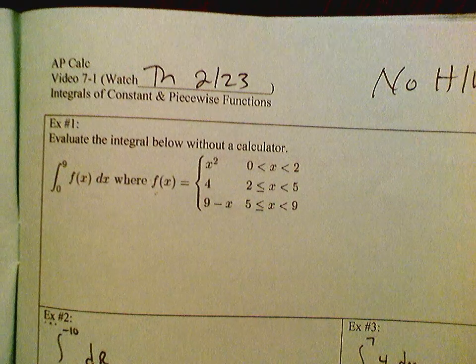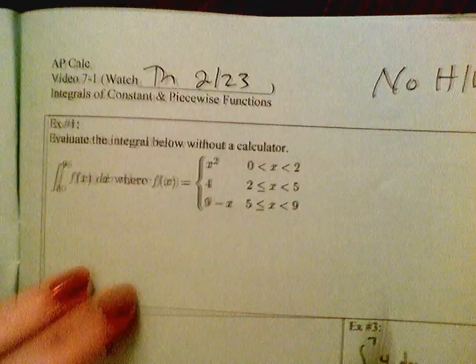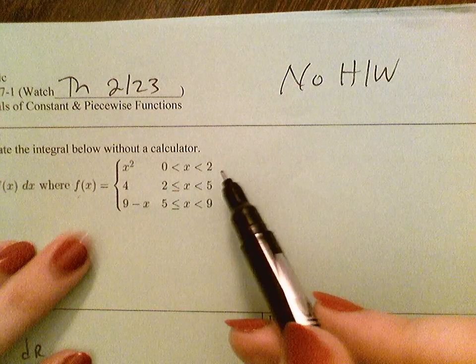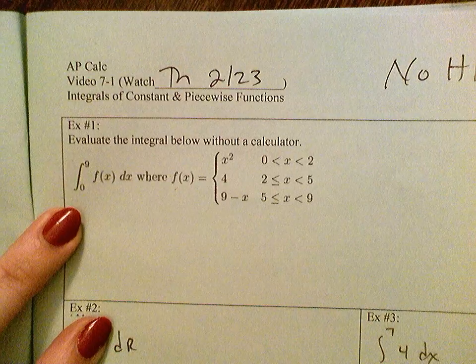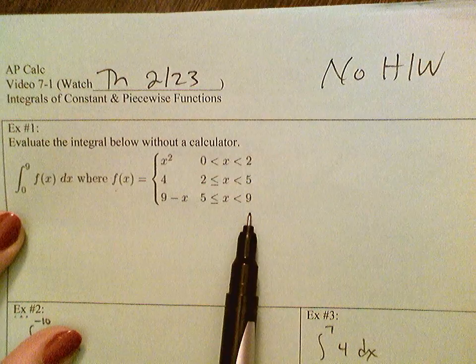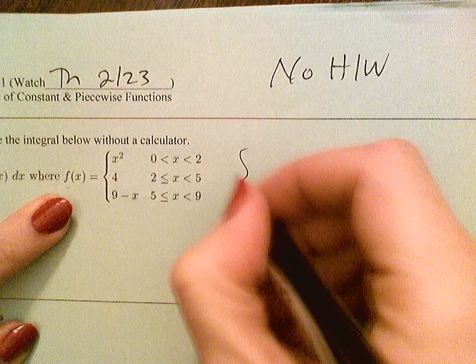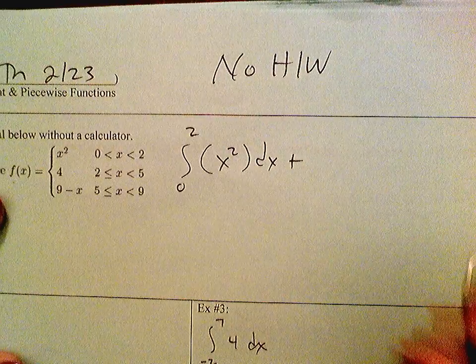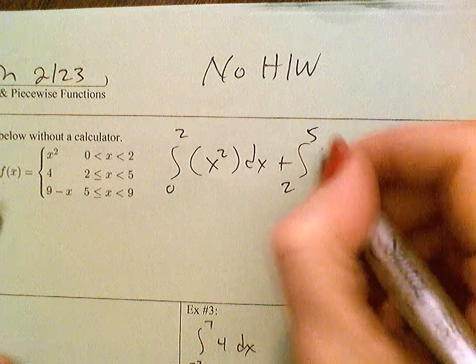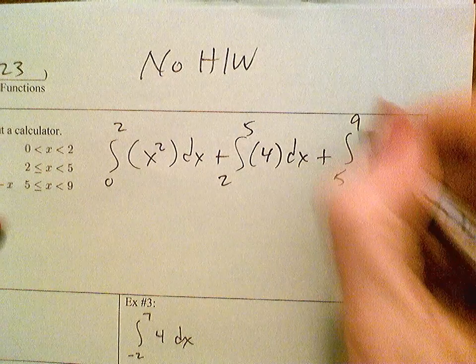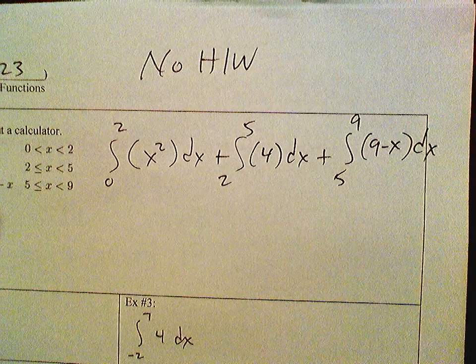So, without a calculator, it's a piecewise function, and the way that you have to evaluate an integral of a piecewise function is you have to split it up over the various intervals. So, the original integral is from 0 to 9, but we have to split it up from 0 to 2, and then from 2 to 5, and then from 5 to 9. So, it's going to be the integral from 0 to 2 of x squared dx plus the integral from 2 to 5 of 4 plus the integral from 5 to 9 of 9 minus x.